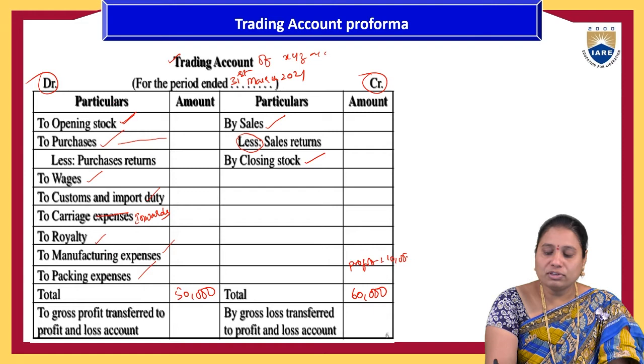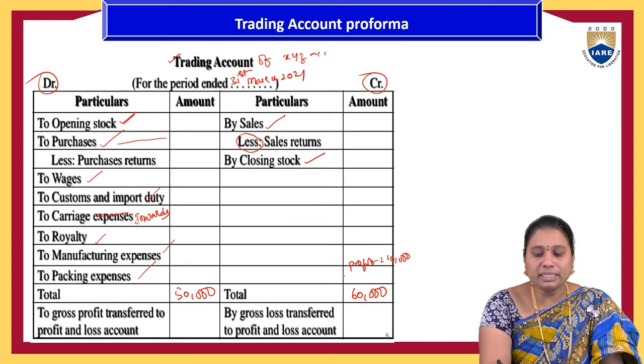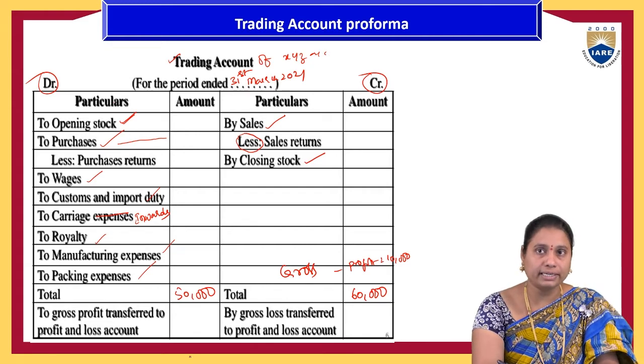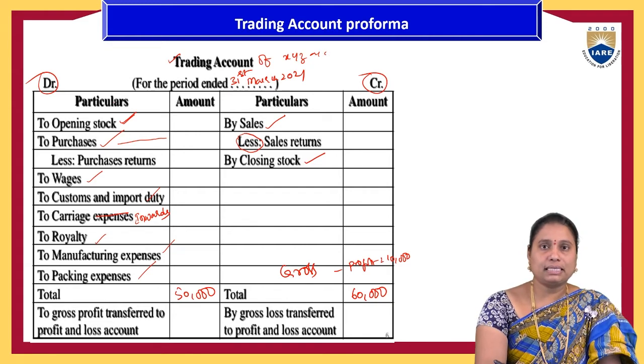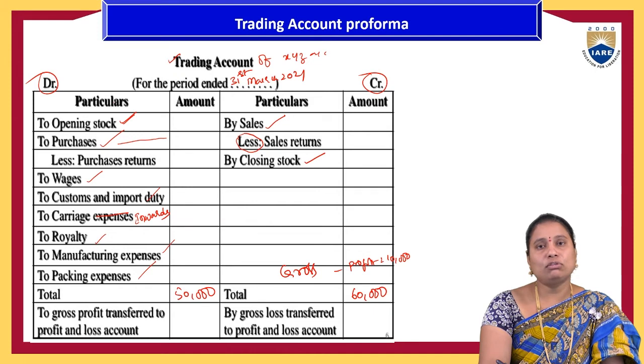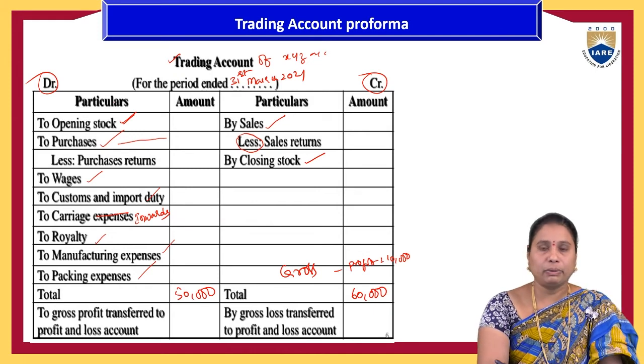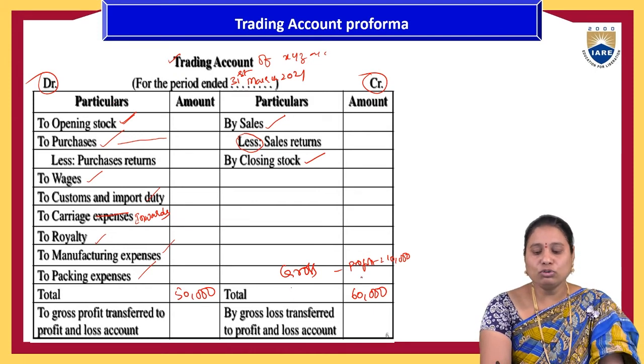Profit of 10,000. This profit will be treated as gross profit because they have not paid the income tax yet. So after paying the income taxes and all the other interest expenditures, only then will it be called the net amount. So here the gross profit is shown.